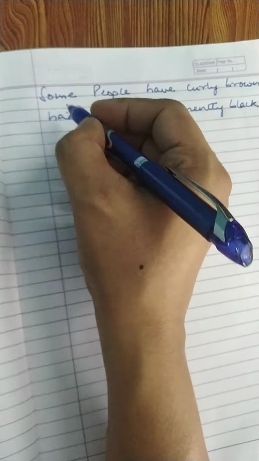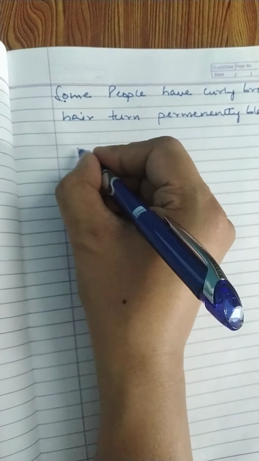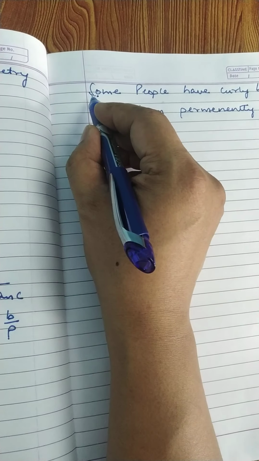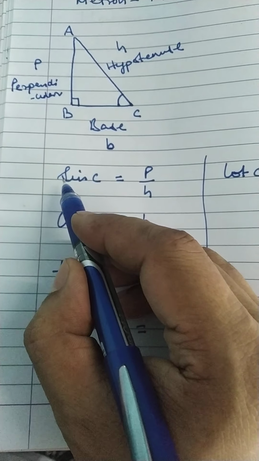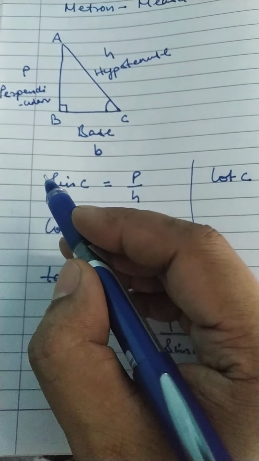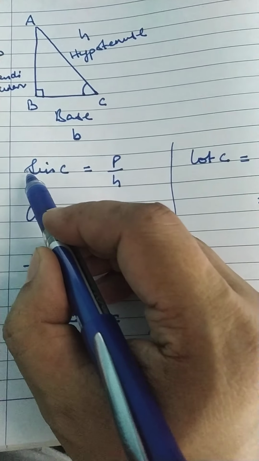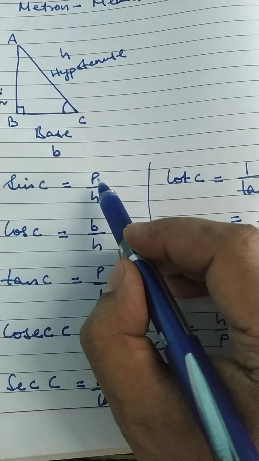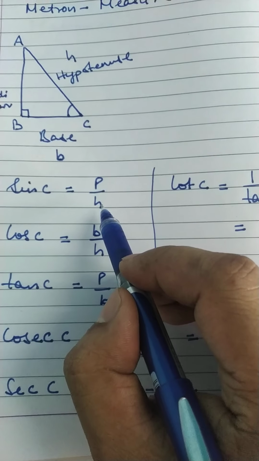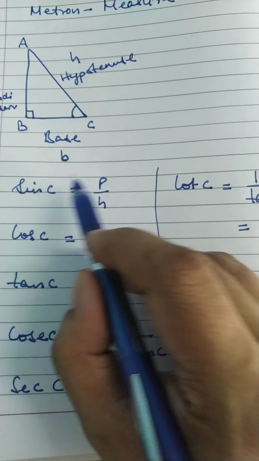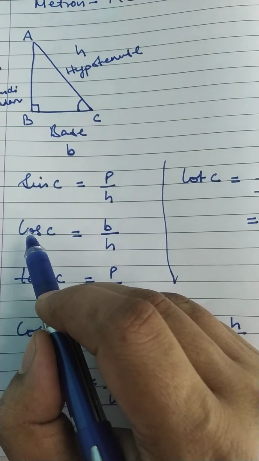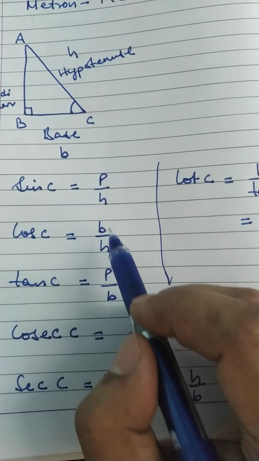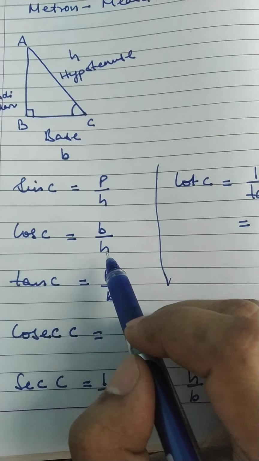What does it mean? It means that in place of some, this is S. Some starts from the letter S, and here this is sine. Sine also starts with the letter S. So here we can learn like this. Some people: P for people, P for perpendicular. Some people have: H for have, H for hypotenuse. Some people have curly: C for cos, C for curly. Curly brown: B for brown, B for base. Brown hair: H for hair and H for hypotenuse.